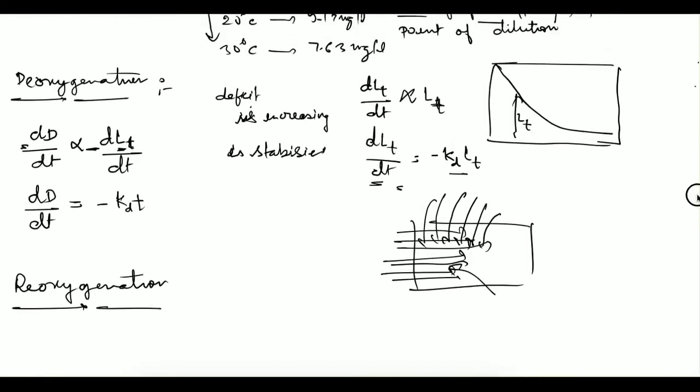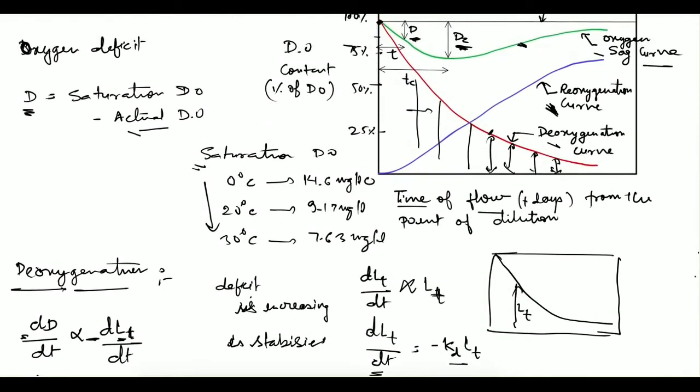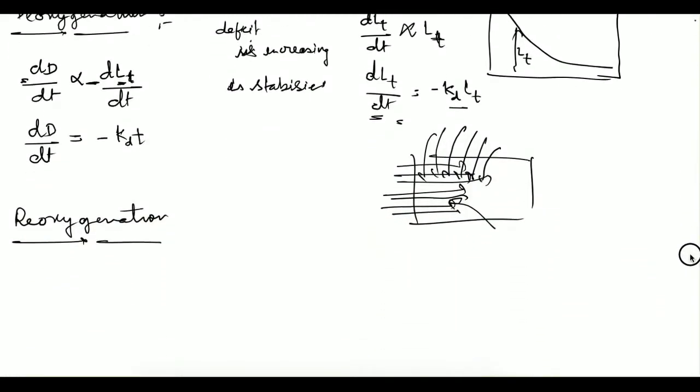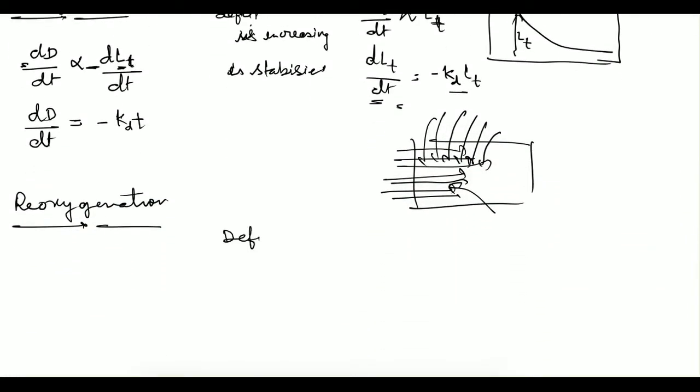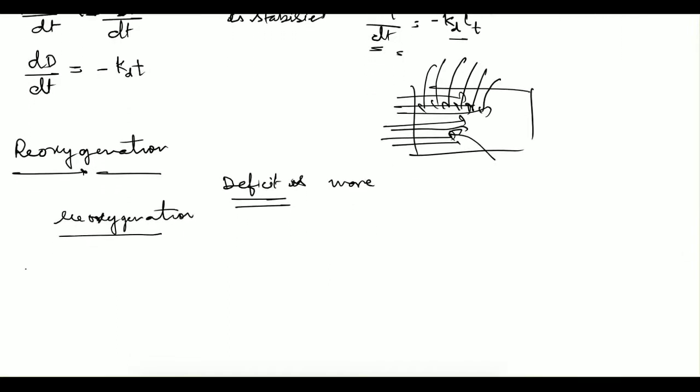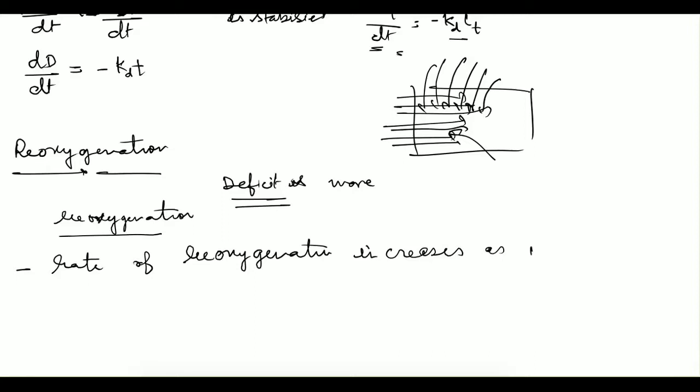Now let's understand how this reoxygenation and deficit are interlinked. If we say that deficit is more, then obviously reoxygenation will be more. So we can say the deficit, that is oxygen deficit, is the driving force for this reoxygenation. So we can write that the rate of reoxygenation increases as the DO deficit increases.